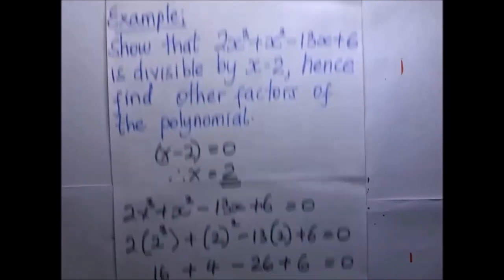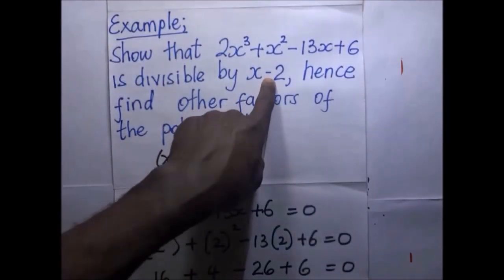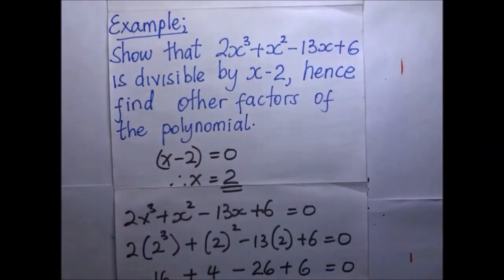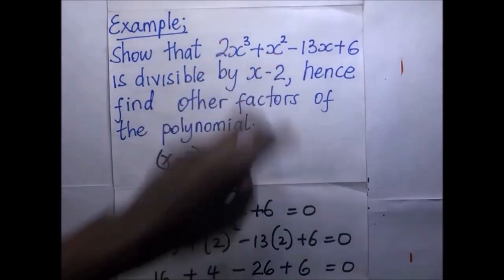Now, x minus 2 is proven to be a factor. Hence, we need to find the other factors of this polynomial. So we use long division to find the other factors of the polynomial, like this.